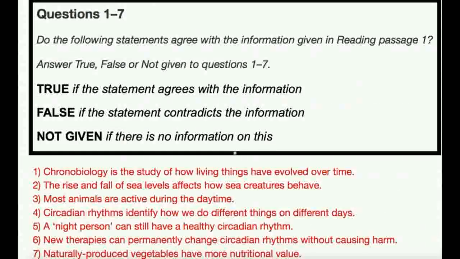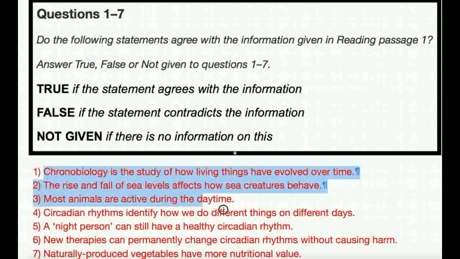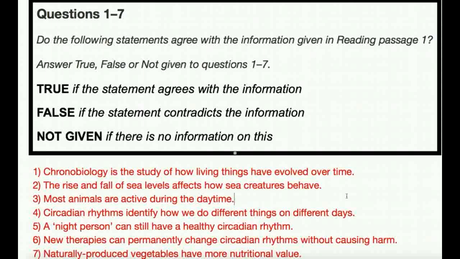Now in true, false, not given questions, you're given a set of statements, in this case you're given 7 here. You have to decide, by reading the text, whether each statement is true, false or not given. If the statement is true, that means it will agree with what information is in the text. If it's false, the information in the text will contradict the information. If it's not given, there's no information on this at all. What often confuses students is the difference between false or not given. So we'll look at that during this lesson.